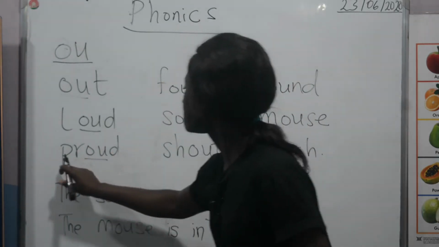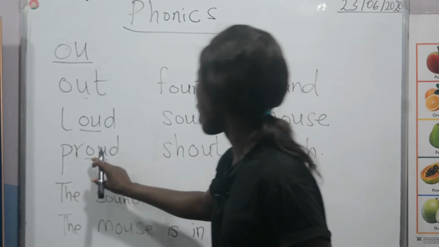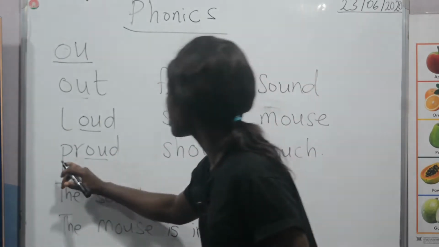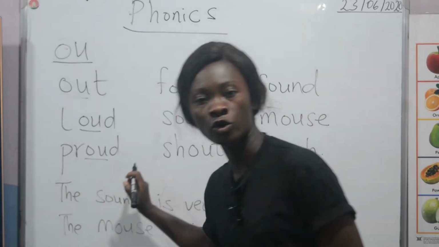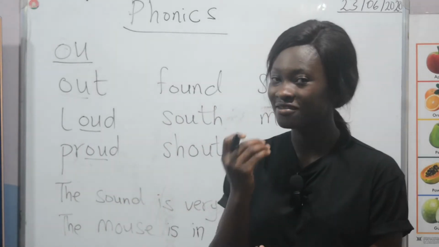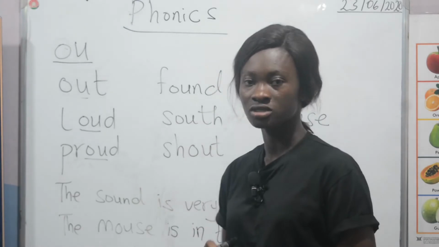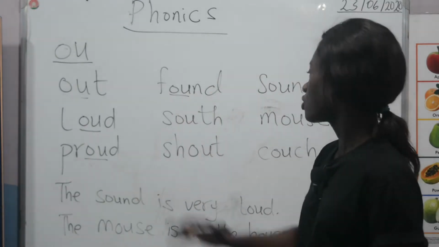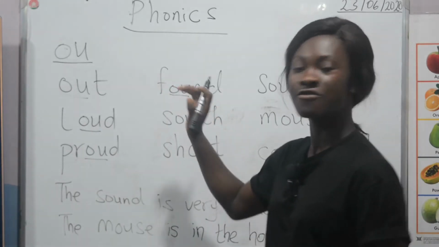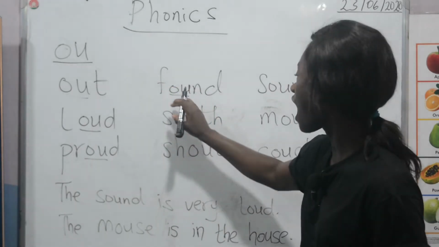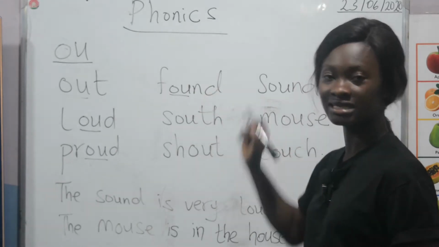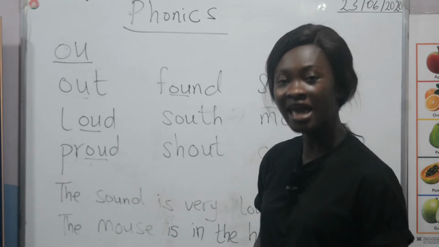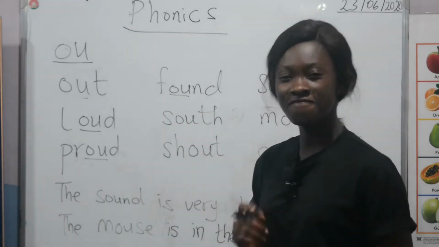Now let's come here. This is P and ow is in the middle. D is here. You break the words down. You pronounce it as what? Proud. Make sure you mention the first and the last sound. All right, now let's come here. We have ow in the middle here. The first sound is f, the second sound is ow, and the last is nd. So now let's pronounce the word. Found. Again, found. Very good.